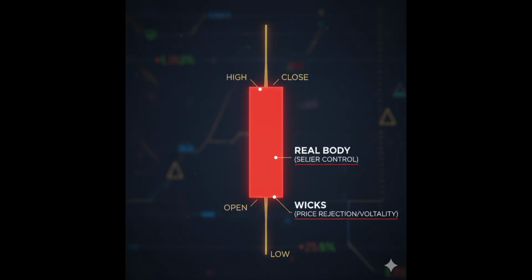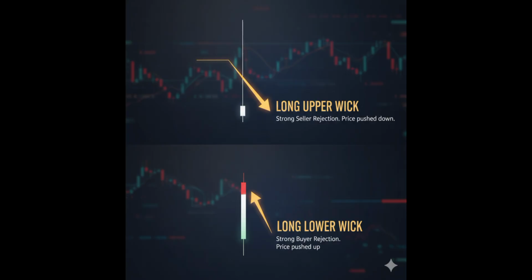Simple enough. But here's where most people stop. The real magic, the true depth, lies in the wicks. Wicks, or shadows, represent price rejection. A long upper wick on any candle, regardless of its color, tells you that buyers tried to push price higher, but sellers stepped in aggressively and pushed it back down before the close. That's a sign of seller strength and potential resistance at that level. A long lower wick means buyers stepped in, rejecting lower prices, indicating buyer strength and potential support. Think of wicks as battlefield scars, showing where one side lost the fight during that specific time frame.